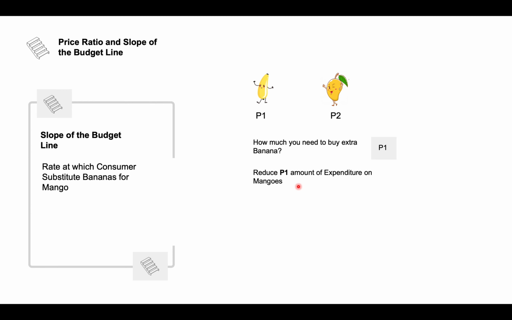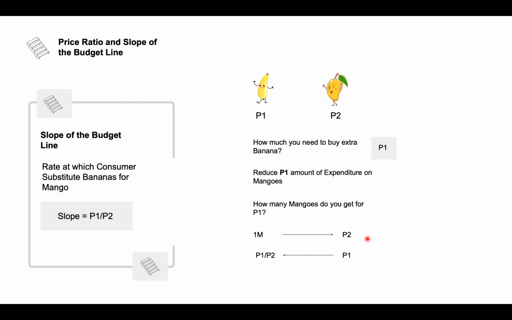So this is the price. Number of mangoes is equal to what? For P1, how many mangoes do you get? One mango's cost is P2. For P1, how much will you get? P1 into 1 by P2. Just mathematics. P1 by P2 is the number of mangoes you will get for P1. So slope is equal to P1 by P2.